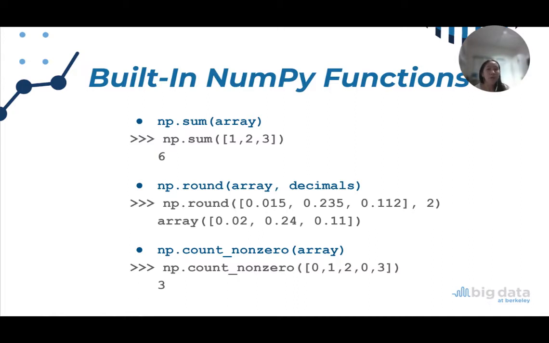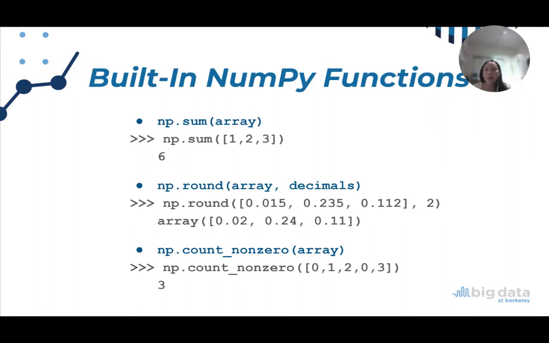We also have another built-in NumPy function like np.round, which will automatically round the decimals of arrays. And in this case, it's specified to the second digit, so it will round each number to 2 decimal places. So 0.015 gets rounded to 0.02, 0.235 gets rounded to 0.24, and 0.112 gets rounded to 0.11.